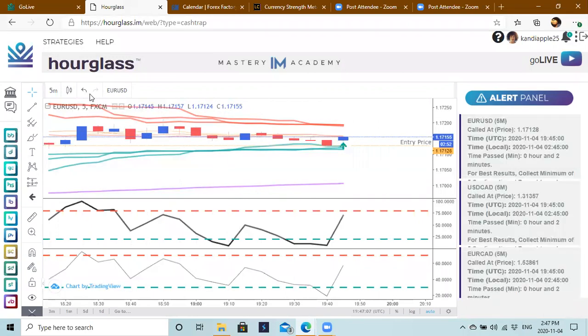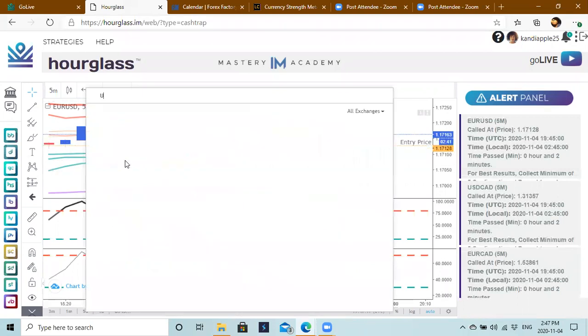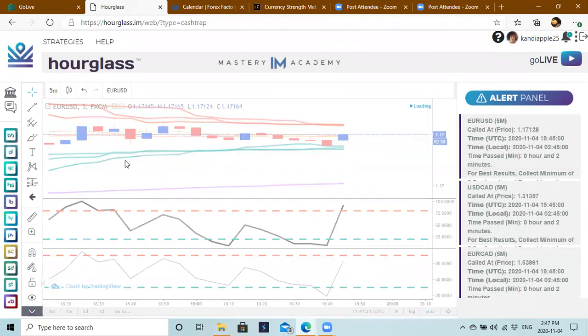This one undoes and creates the line and forward, and this one tells you where you are. Right now we're in Euro USD, and if you click on the chart you can do this. It's just loading. You can put in a new currency and then it would pop up.